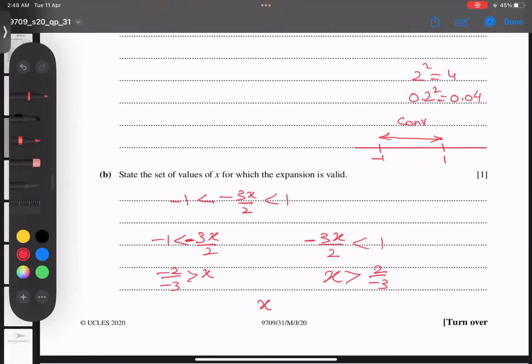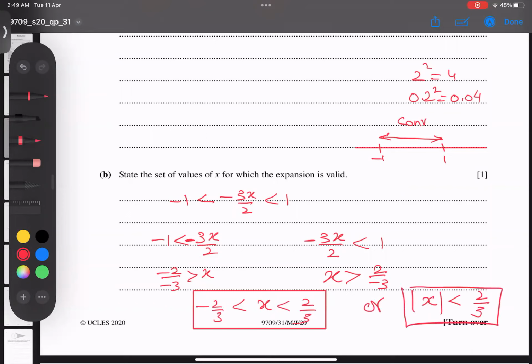x is bigger than -2 by 3, I got it from here. And x is less than +2 by 3, I get it from here. So this is my final answer. Or you can write it like this: modulus of x is less than 2 by 3. I hope the point is clear. You can write either form, both are okay. I hope the concept is very, very clear.